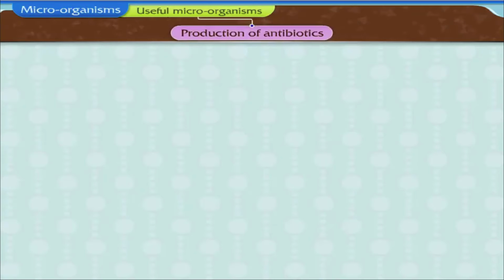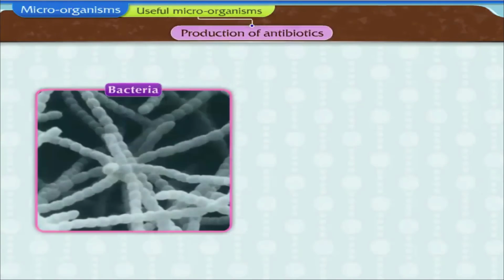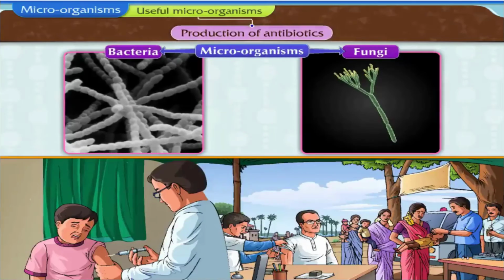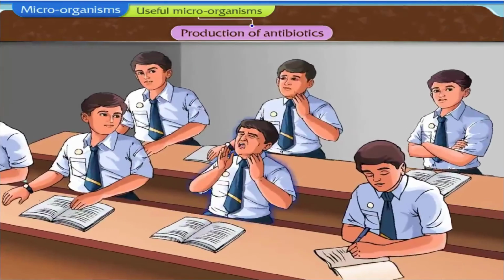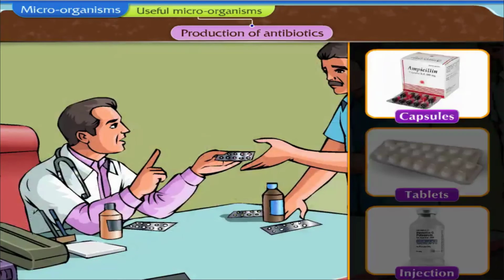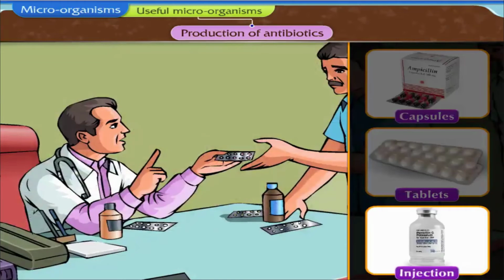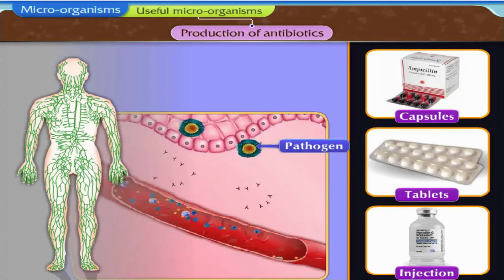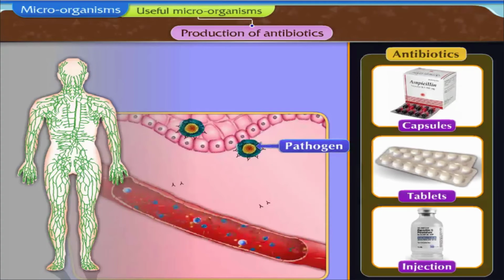Production of antibiotics. Microorganisms are also useful in the field of medical and health. Sometimes, when you suffer from an infection, the doctor prescribes capsules, tablets, or injections of medicines. These medicines destroy the pathogens and retard their growth. These are called antibiotics.